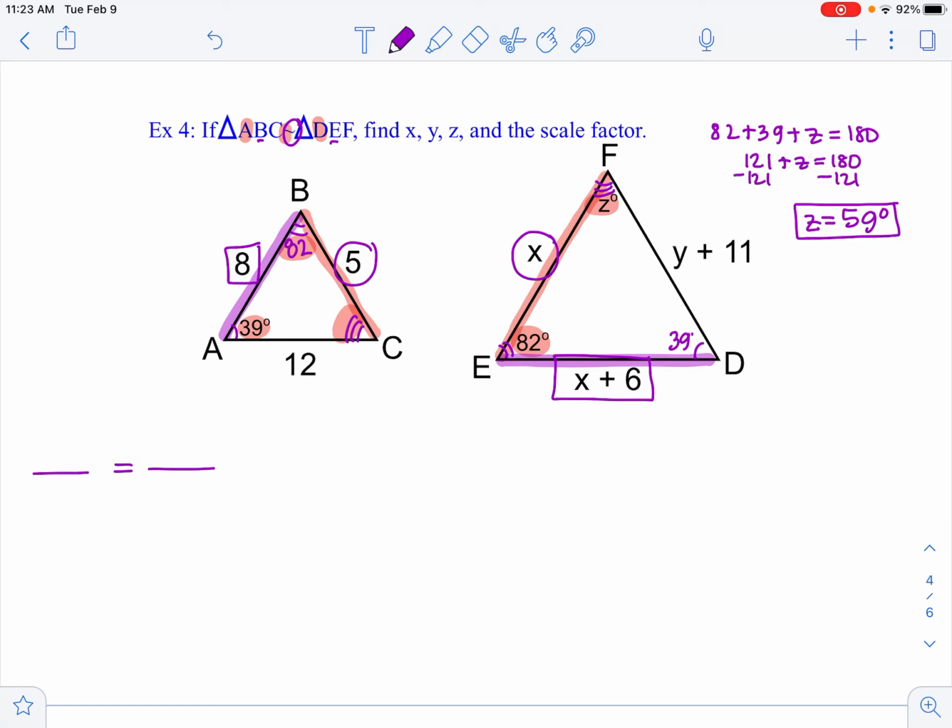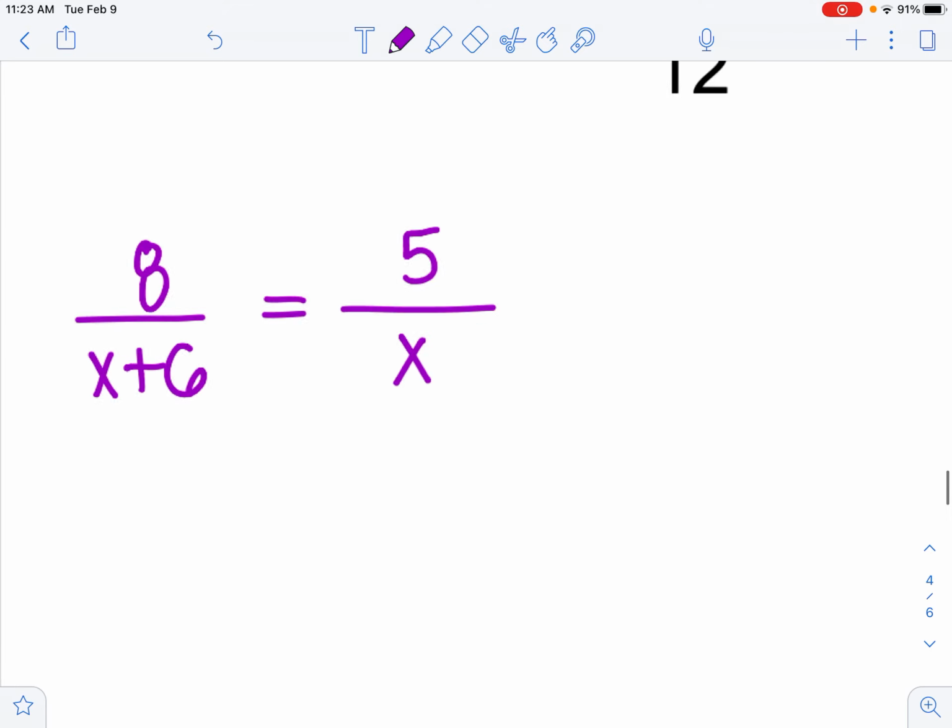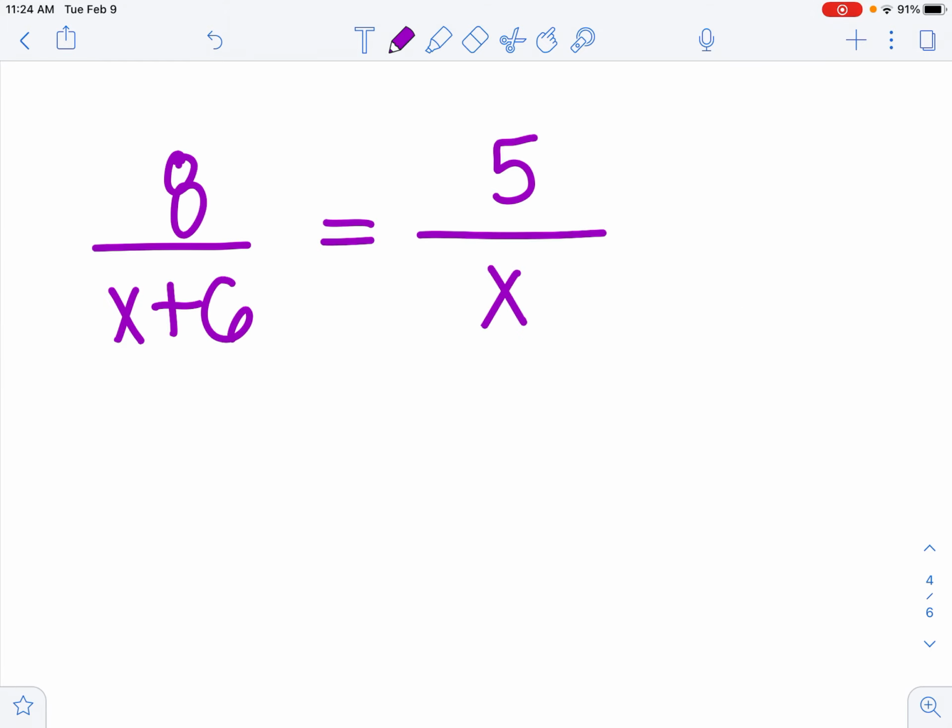Okay, so now I'm ready to make my proportion. And I can cross multiply and solve it. I'm going to start with the triangle on the left. I can use the 8 or the 5. It doesn't matter. I'm going to do 8. And then put that over its corresponding side, which is x plus 6, equals. Go back to the triangle on the left, which is 5. Put it over its corresponding side, which is x.